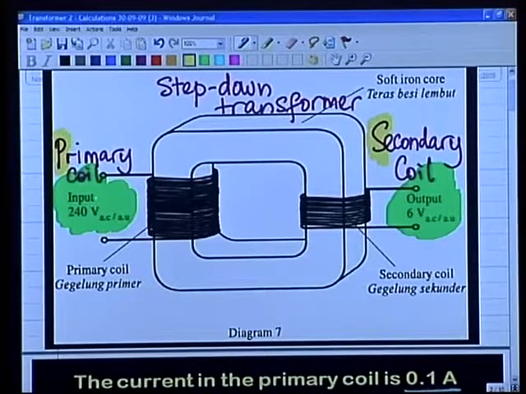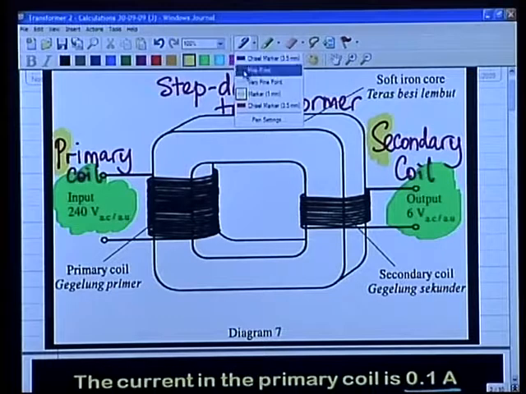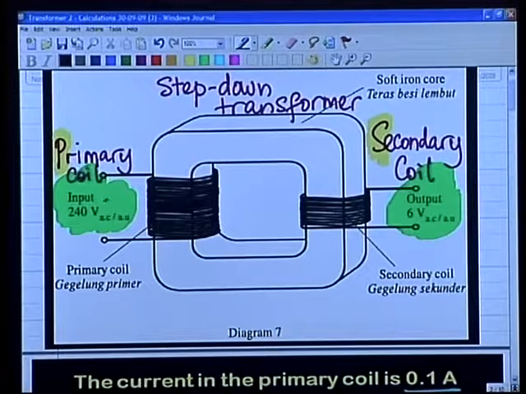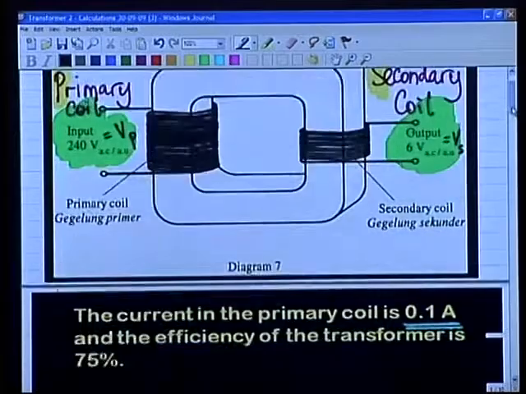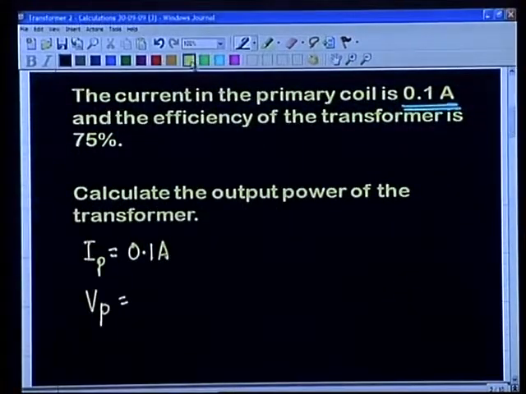Now, what do we have? Input 240 volts. It is important for us to write it down. 240 volts here is actually the VP. Alright, and output 6 volts is actually the VS. Alright, it's the secondary. So we come back to this question now. So the VP is 240 volts.